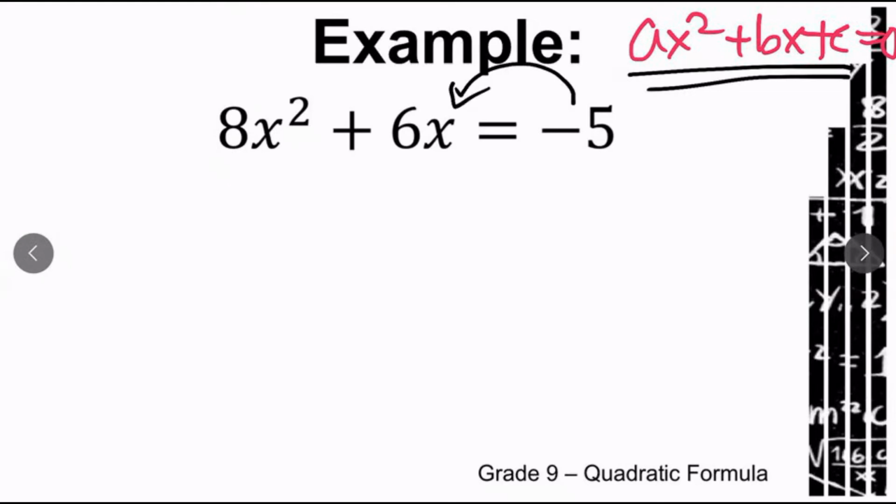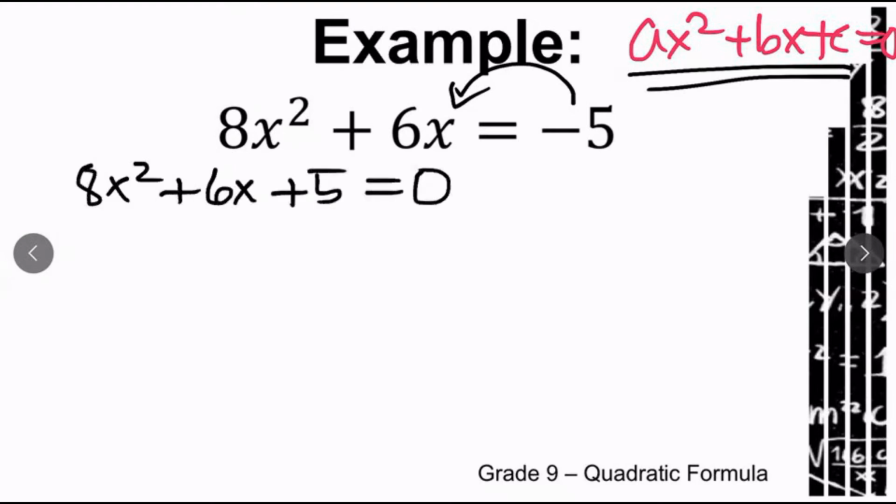So moving negative 5 to the other hand, it will become 8x squared plus 6x plus 5 is equivalent to 0. Moving -5 to the other side, always remember, it changes its sign. Since ito ay negative, kapag nilipat natin sa kabila, magiging positive. Therefore, it will become +5.